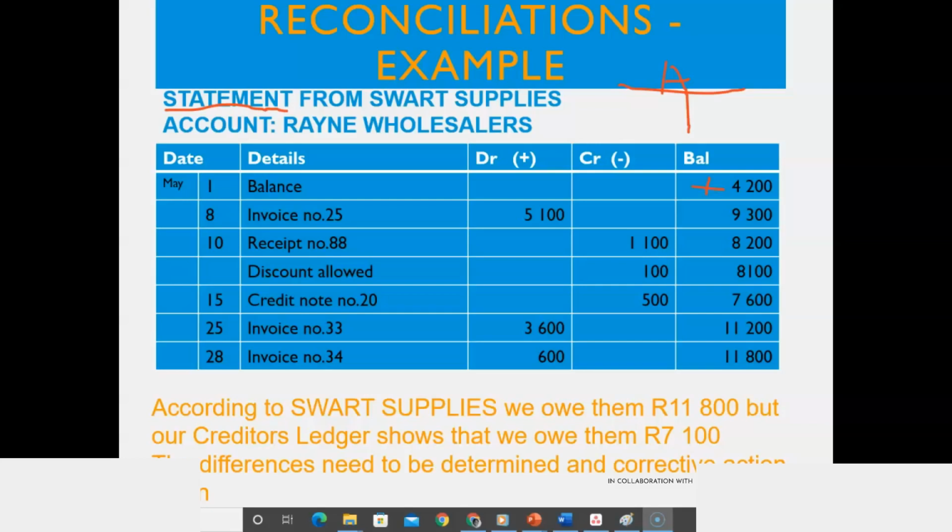Remember, assets, they do what? They increase on the debit side, right? And they decrease on what? On the credit side. Okay, so now we have what? Okay, remember the 8th. On the 8th, what did we do?